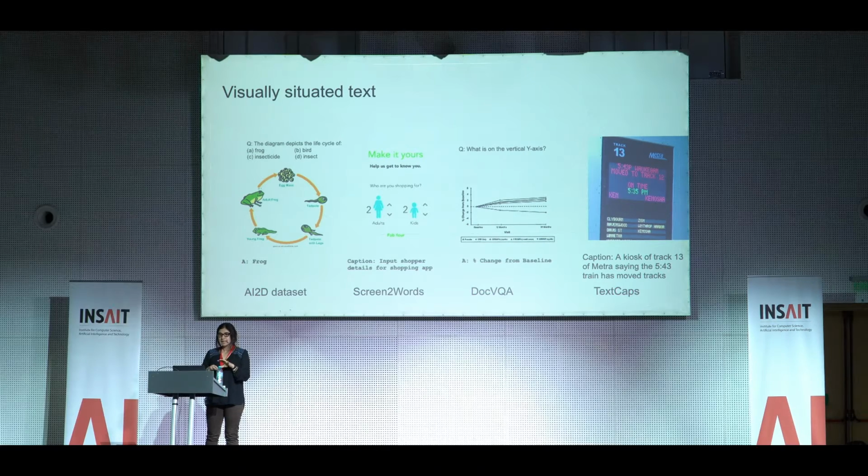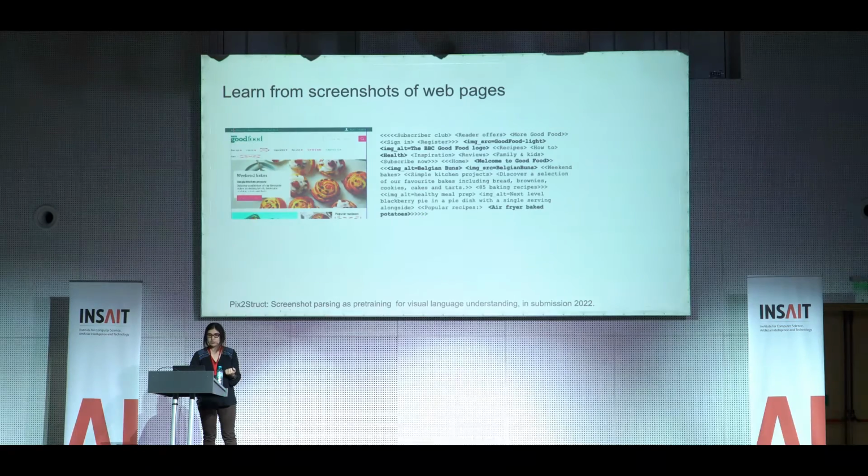So research so far in these different domains of visually situated text has been fragmented, with people building domain-specific solutions. In a recent paper, we are asking, can we just build a model from the pixels that can jointly understand the text and the visual elements and be able to answer questions, generate text, and do all of these tasks from a variety of domains?